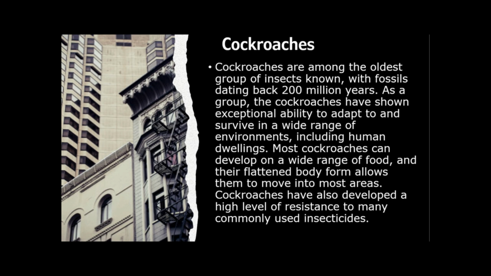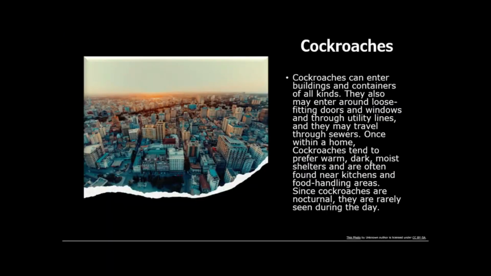Cockroaches. Cockroaches are among the oldest group of insects known, with fossils dating back 200 million years. As a group, the cockroaches have shown exceptional ability to adapt to and survive in a wide range of environments, including human dwellings. Most cockroaches can develop on a wide range of food, and their flattened body form allows them to move into most areas. Cockroaches have also developed a high level of resistance to commonly used insecticides.